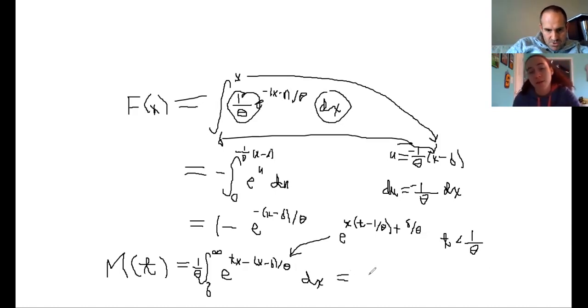Right. So watch this. I'm going to have 1 over theta. The 1 over theta is this 1 over theta right here, yeah? And then it's going to be 1 over t minus 1 over theta, yeah? Yep.